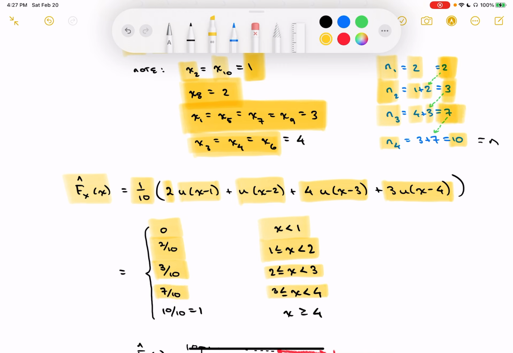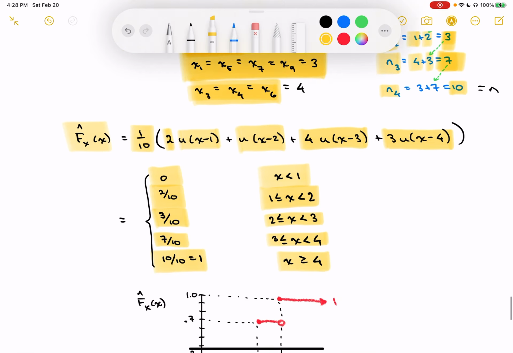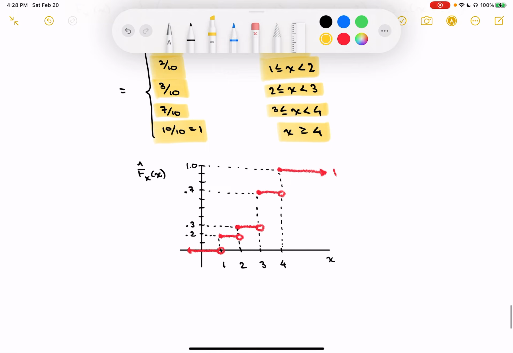That came from this 7, the n3 value. And then I get 10/10 after I pass the final value, x equaling 4. In either case, if you plot them out, we end up with this empirical CDF, looking like something that we should recognize, and that seems pretty clear.